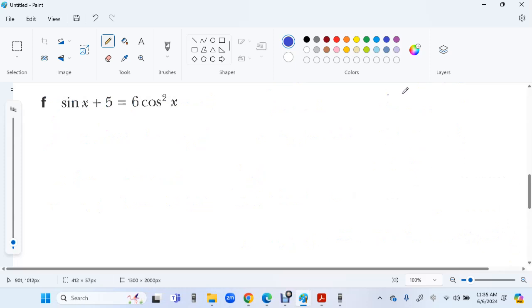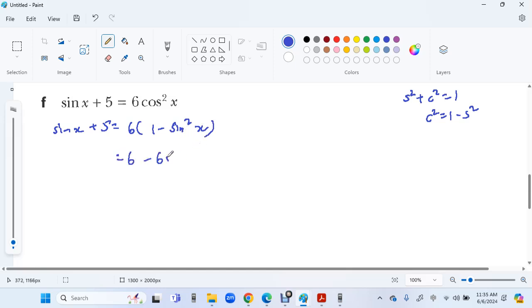So here, we know that sine square plus cos square equal to 1. Cos square is 1 minus sine square. So we have sine x plus 5 equal to 6 times 1 minus sine square x. Then this is 6 minus 6 sine square x. So we will have 6 sine square x plus sine x minus 1 equal to 0.